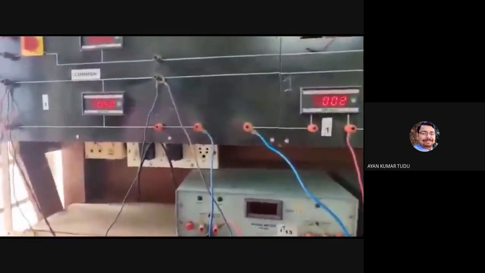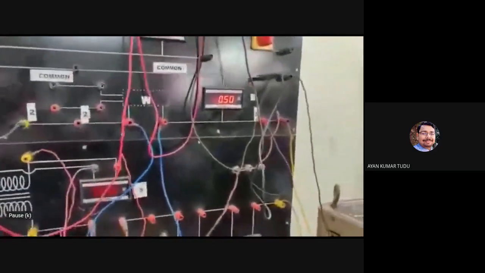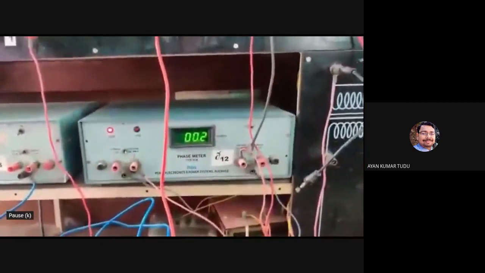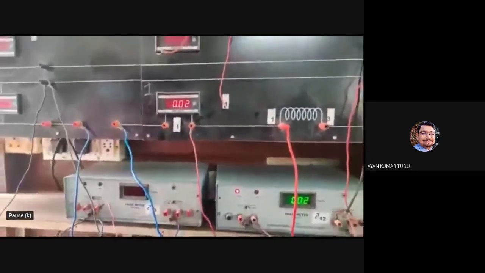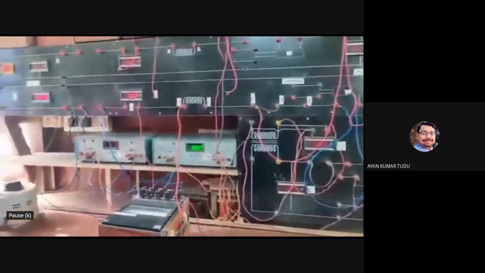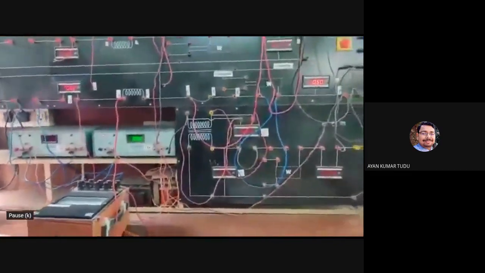First, the sending end voltage is kept at 50 volt. The receiving end voltage is also kept at 50 volt. The angle delta is 0 degree. So the current is also 0. Now we will change the delta angle, and we will keep the sending end and receiving end voltage at 50 volts each.